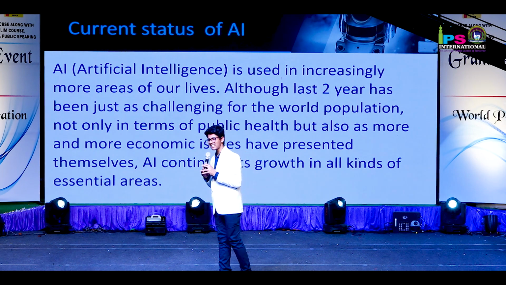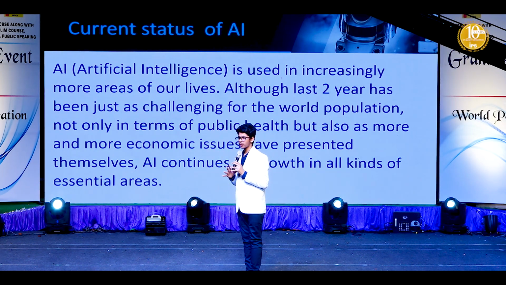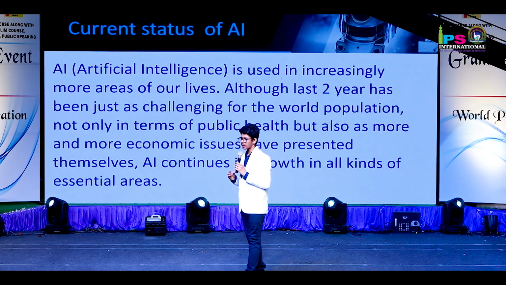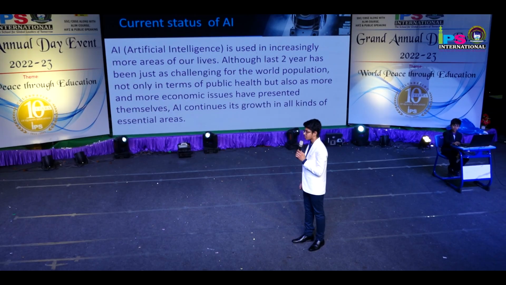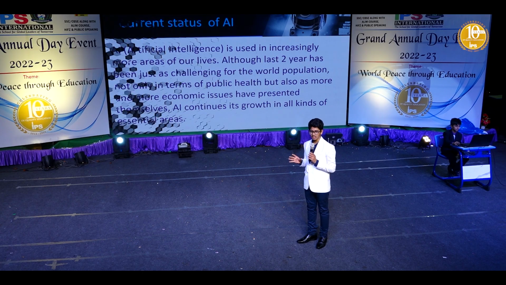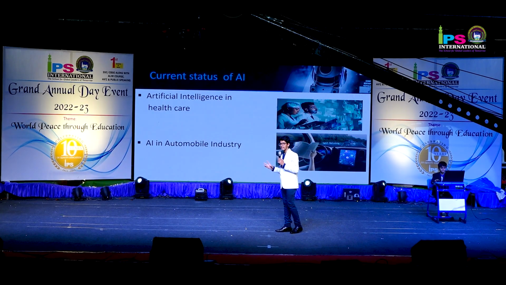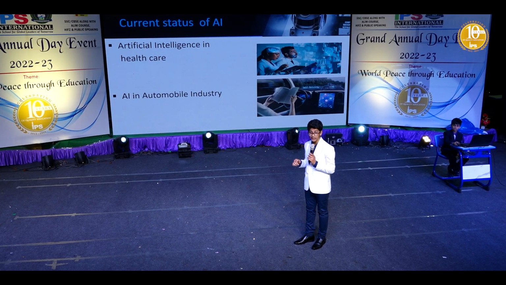So what is the current status of AI? The current status of AI is that it is being used everywhere in our lives. It is being used more and more, and it's growing in every essential area. This was a small status of AI. So how will we look at AI in the future? And what are the challenges which we face in AI today?